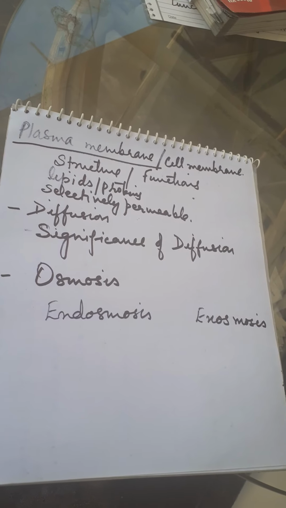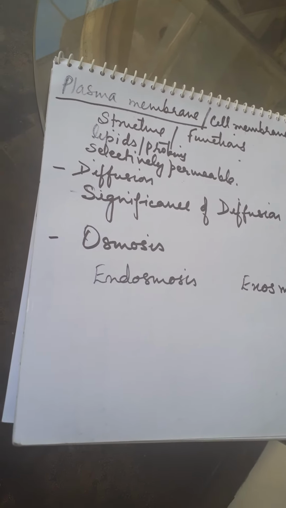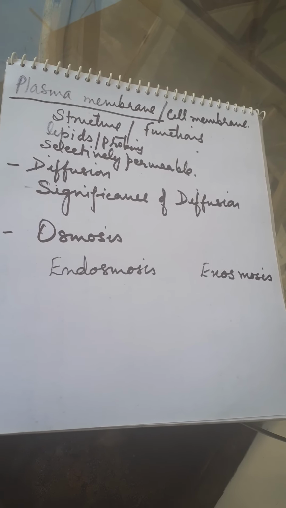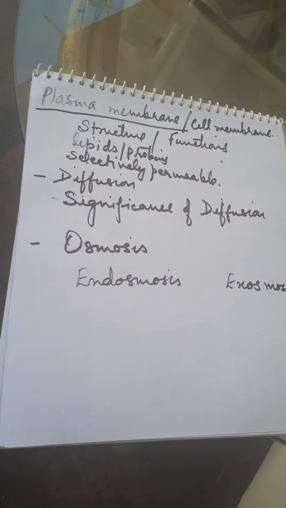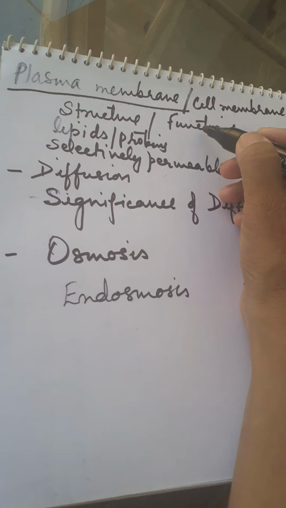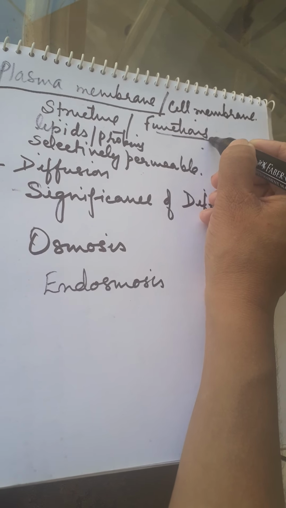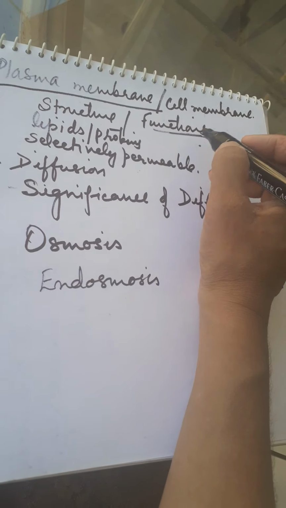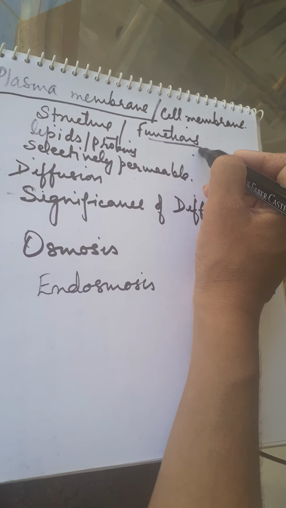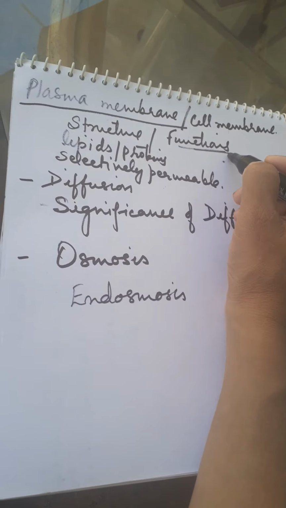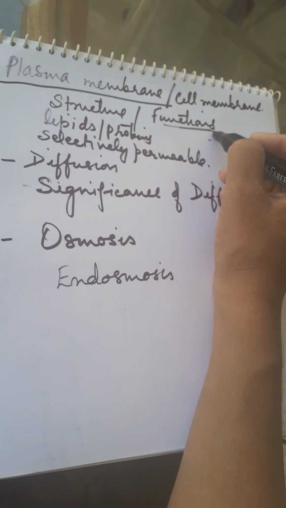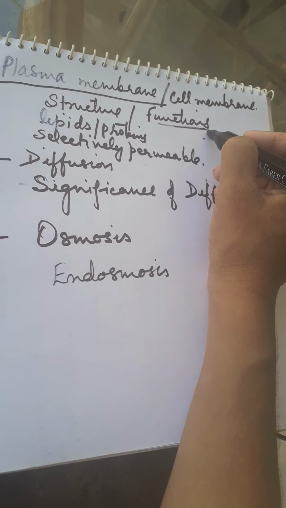Now, let's talk about the functions of the plasma membrane. We already know that it allows the entry and exit of only the useful substances to enter or leave the cell. Now, specific functions: it gives the form and shape to the cell. It maintains the individuality of the cell. It keeps the cell contents in place and prevents the mixing of the extracellular molecules inside the cell.